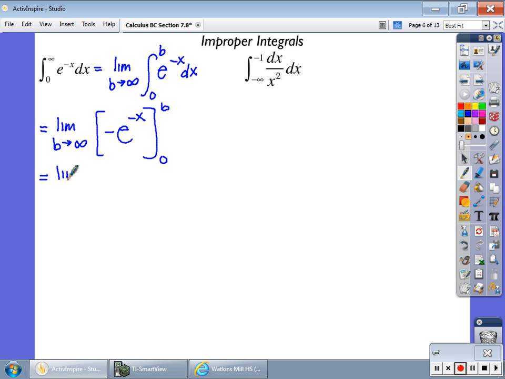So this is the limit as b approaches infinity. Substituting my b, I'm going to write it as negative 1 over e to the b. Minus a negative is going to be plus e to the 0, which is 1. Now as b approaches infinity, this grows without bound. Negative 1 divided by a larger and larger number approaches 0. This is equal to 0 plus 1, which is just 1.